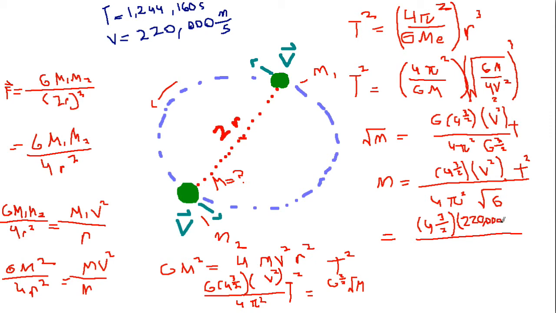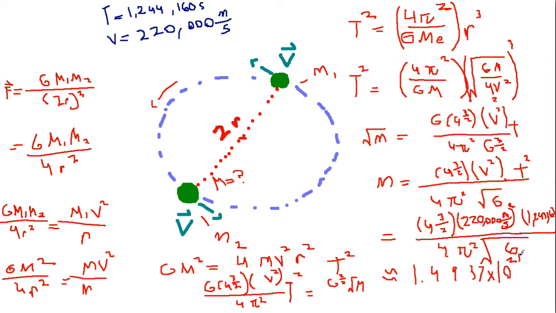220,000 meters per second squared, times 1,244,160 seconds, over 4 pi squared square root of G. And if we calculate that, it's going to be approximately 1.4937 times 10 to the 21 kilograms. That's rather big. It's pretty big.